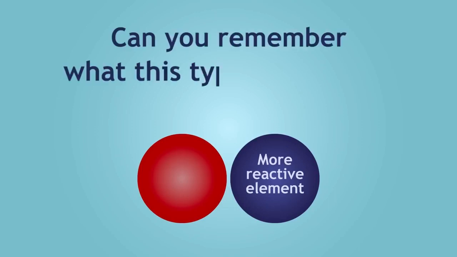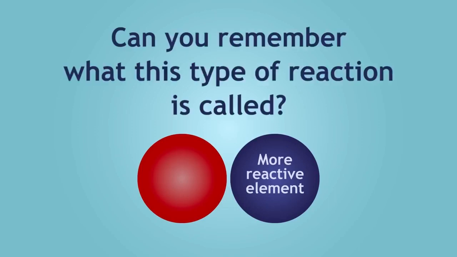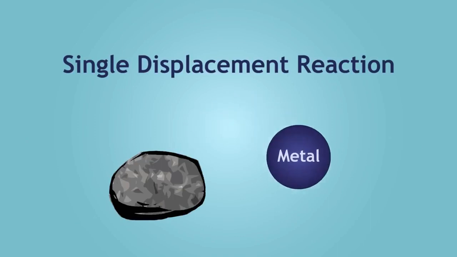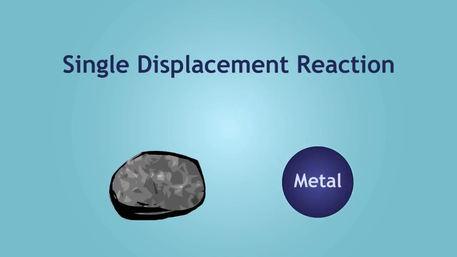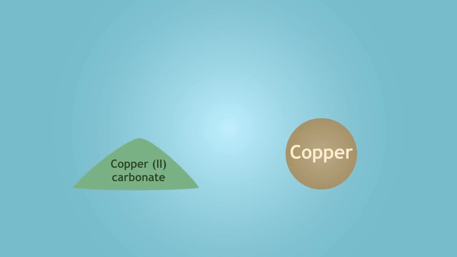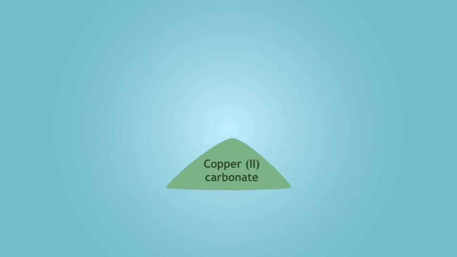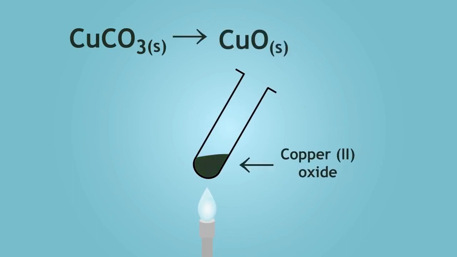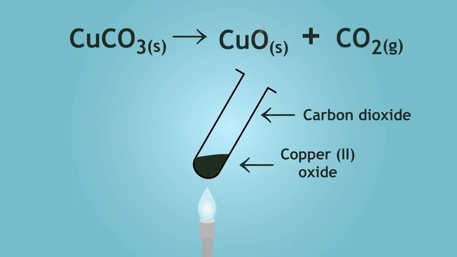Can you remember what this type of reaction is called? Pause, think, and continue when ready. The answer is a single displacement reaction. So to extract a metal from an ore, a single displacement reaction must occur. We can mimic the extraction of copper from malachite using copper 2 carbonate powder. Copper 2 carbonate is a green solid that thermally decomposes to form copper 2 oxide and carbon dioxide upon heating.